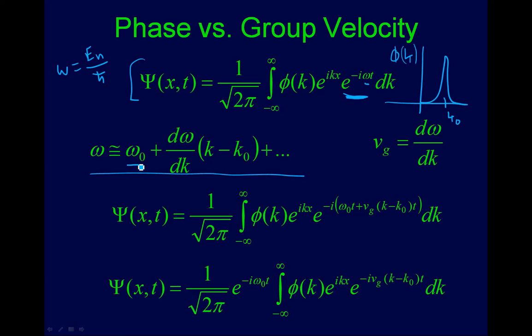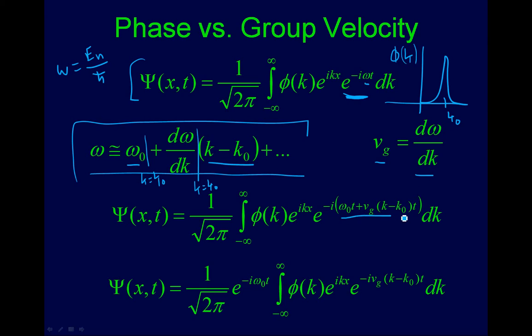And so here we have omega naught, the constant term, that's omega naught at the point k equal to k sub 0. Then we have d omega dk, again at the point k equal to k0. And then we've got this k minus k naught. This is our Taylor expansion. We only keep the first two terms, and we make a substitution. We call this d omega dk v sub g. We're going to see that this ends up being our velocity.